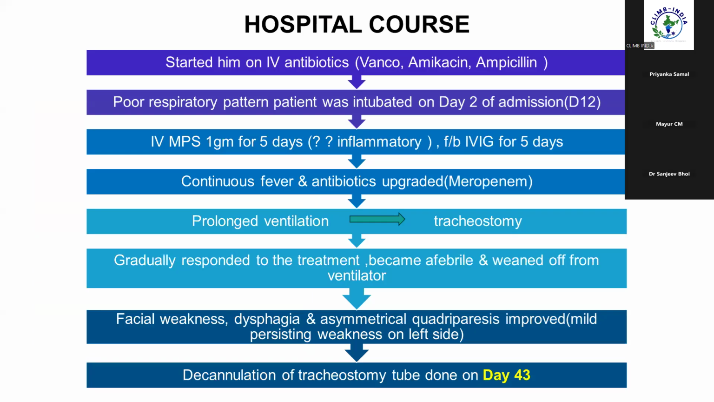The hospital course of the patient was that we started him on IV antibiotics empirically with vancomycin, amikacin, and ampicillin. Despite that, the patient had a poor respiratory pattern and had to be intubated on day 2 of admission itself, that is day 12 of illness. He was given 1 gram of methylprednisolone for 5 days, thinking it to be an inflammatory etiology, followed by IVIG for 5 days. The patient did not improve.